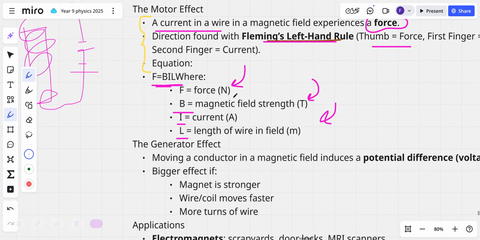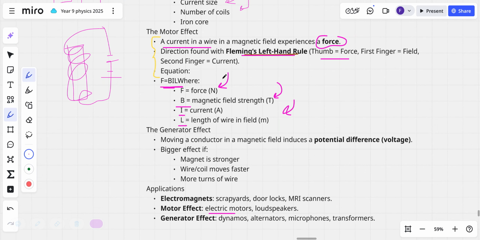Okay. Now, the equation is a really cool equation, F equals BIL. And we're not going to use them that much, but we're going to use them properly. And this one we're not going to use today. We might use it next time. Hold on, cup of tea. Back to my cup of tea.